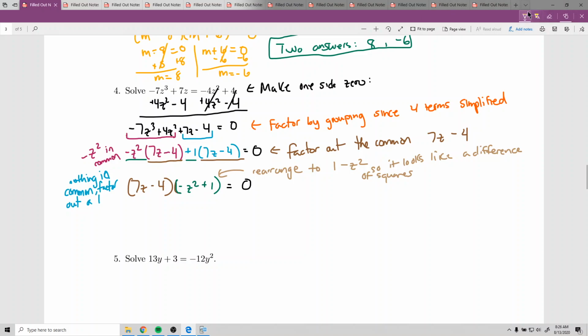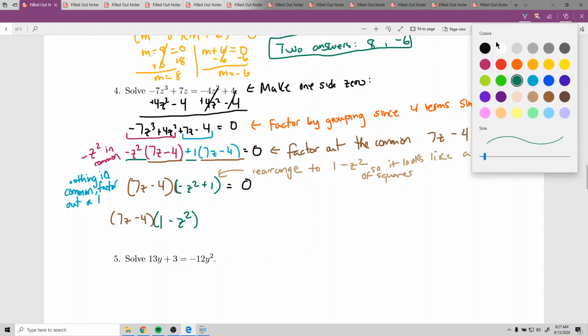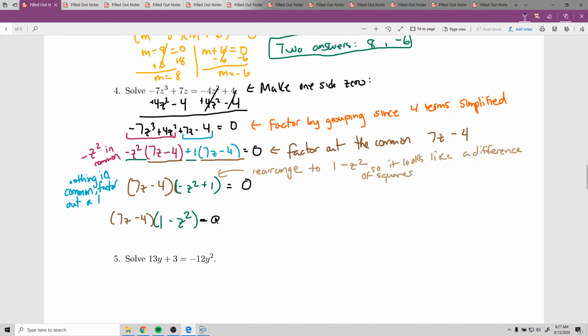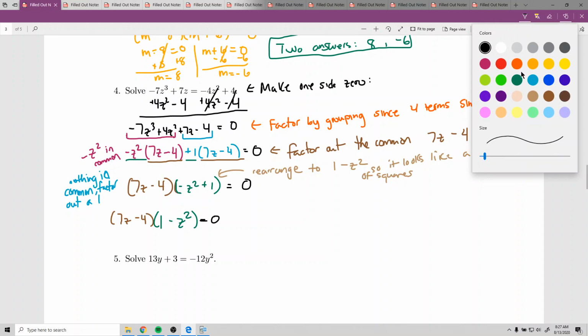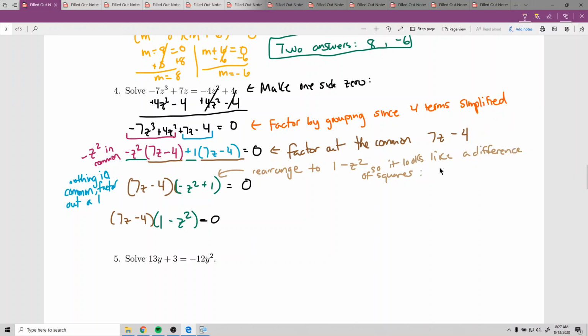Right, so I'm going to do that. Leave the 7Z minus 4 alone for a second. And then just rearrange this to 1 minus Z squared equals 0. And then remember the difference of squares. I'll write the formula here. A squared minus B squared equals A minus B times A plus B.